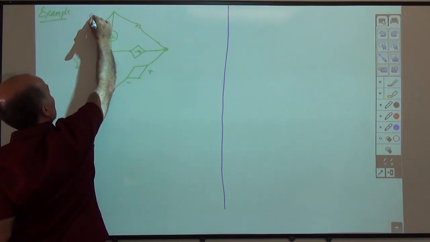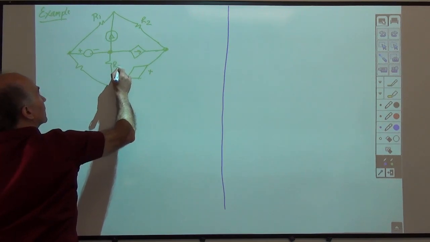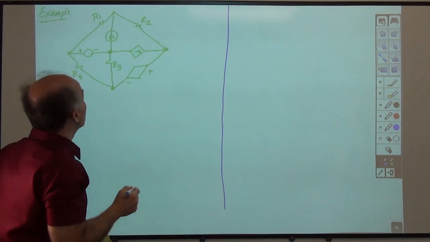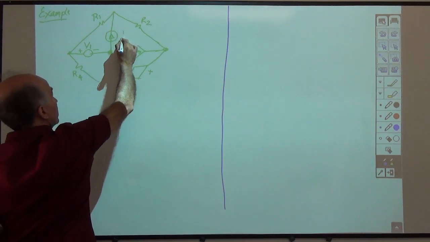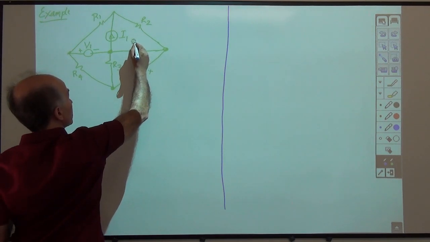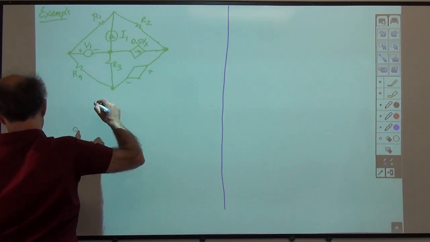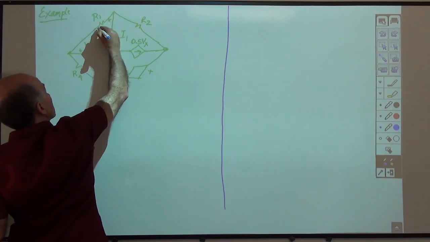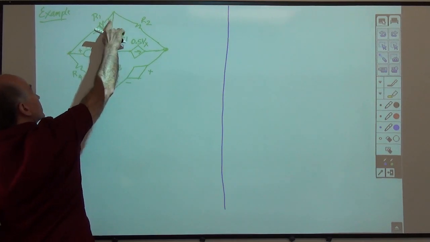Let's give these some names. So R1, R2, R3, R4. Those are the four resistors that we have. Then we have a voltage source. This is independent. We call it V1. This is also independent, I1. This current source is a function, so this is 0.5 times Vx. And Vx happens to be this voltage here, the voltage across R1 with this particular polarity.